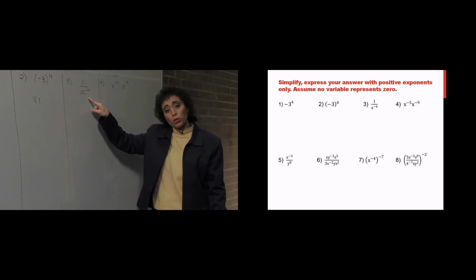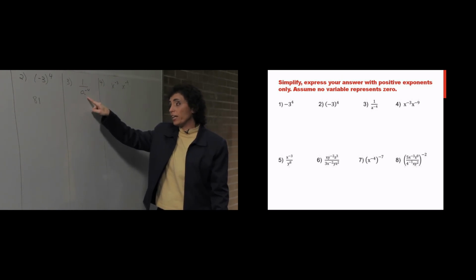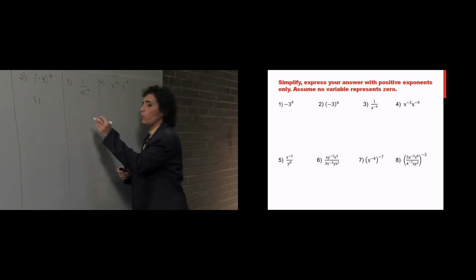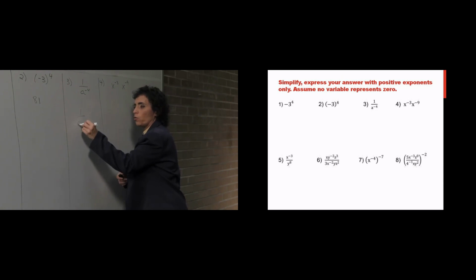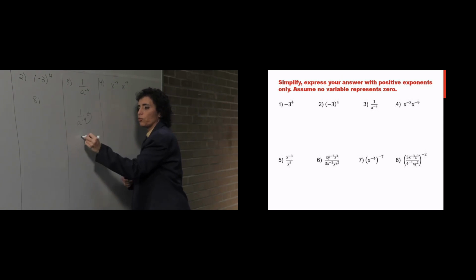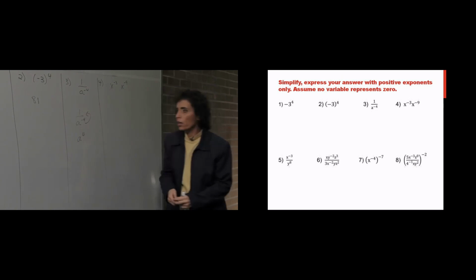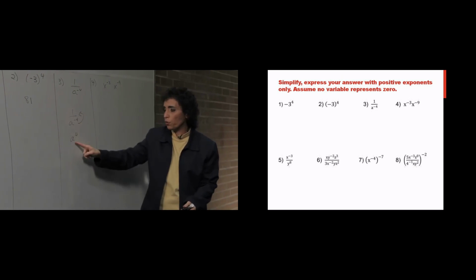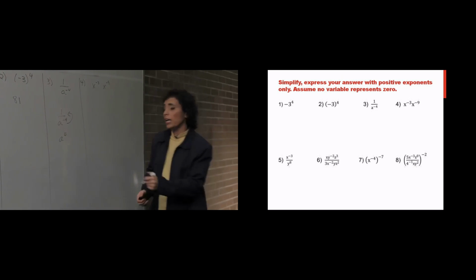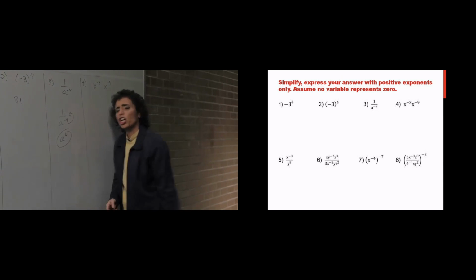Okay, negative exponent. Well, the negative's down. It's going to go up. So now we just have 1 over a to the negative 4. That goes up. Change the sign. Okay, and we just have 1 times a to the 4th or just a to the 4th. You're done. If you don't like that, I'll show you what you could do.